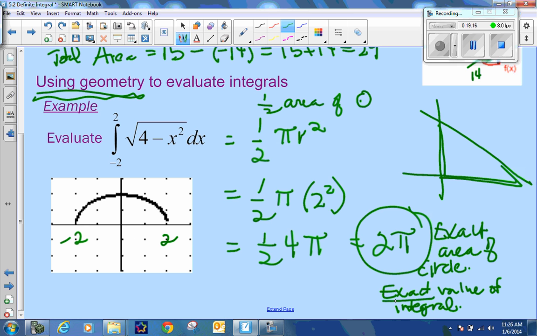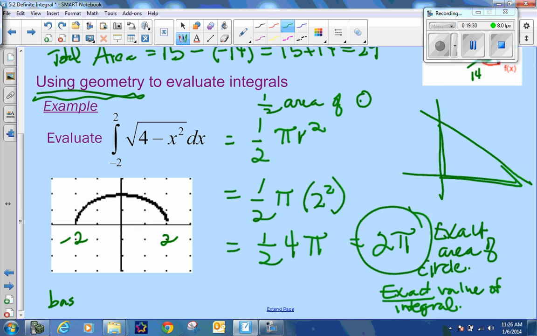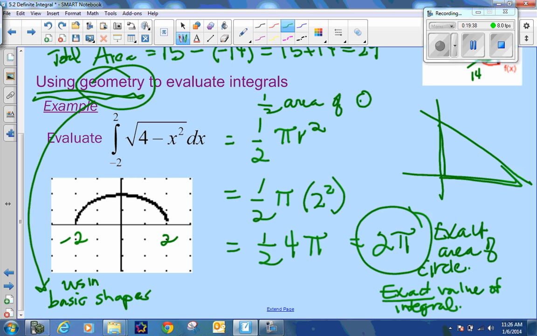So we have the Riemann sum. That's not the exact value yet. We have the geometry, which, if it works, would only work with your basic shapes, the ones you already know. So geometry only works using basic shapes. If it doesn't have a basic shape, then we can't use geometry.